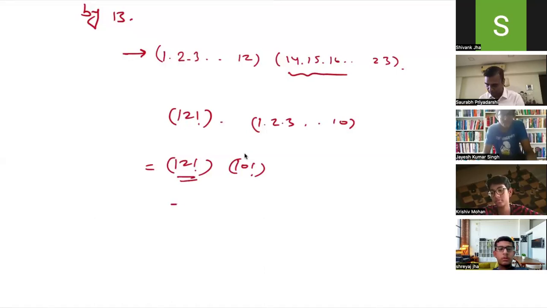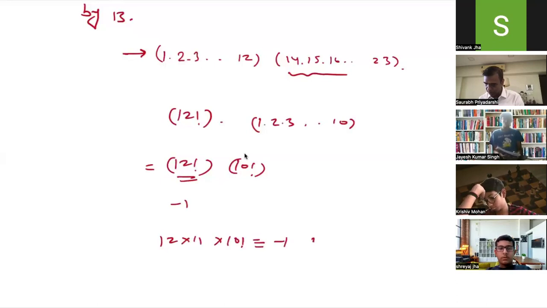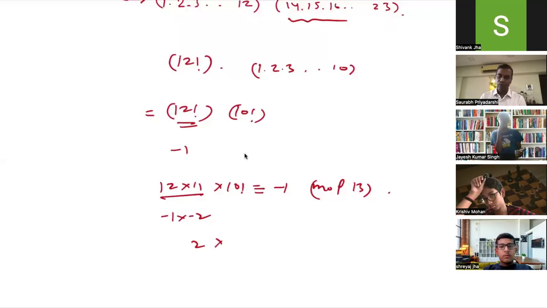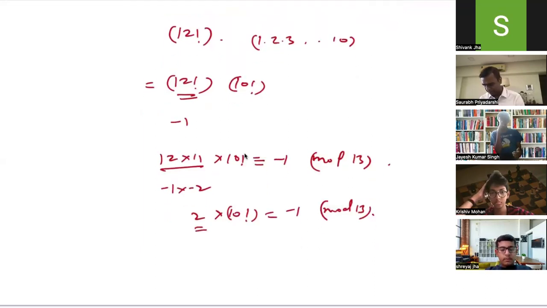-1. Formula only, right? -1. And I can say 12 into 11 into factorial 10 is congruent to -1 mod 13. So this is -1 into -2. This will be 2 into 10 factorial is equal to -1 mod 13. So we have to find the inverse of 2. Inverse of 2 is -7, right? So this will be -7, what we are getting. So this into -7. So I guess 7 you are getting, na? Yes, sir.